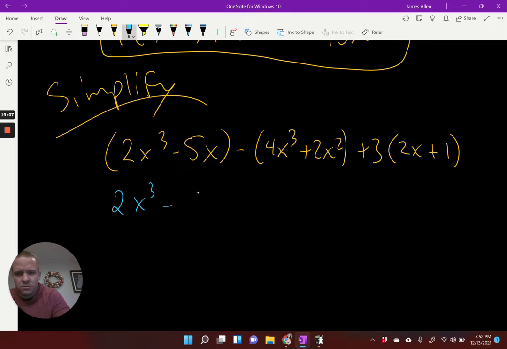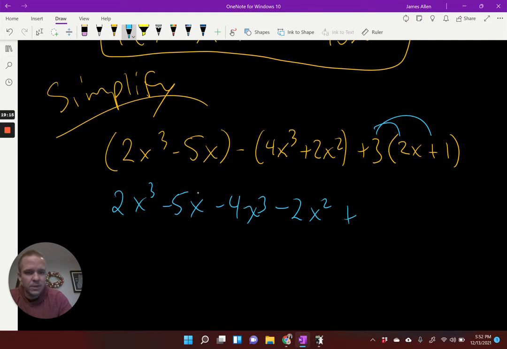So I have 2x cubed minus 5x minus 4x cubed minus 2x squared plus, and then I'm going to distribute that guy here. We got 6x plus 3. So let's just make sure that we did everything correct there. We distributed our negative properly. I think we're ready to combine some like terms.